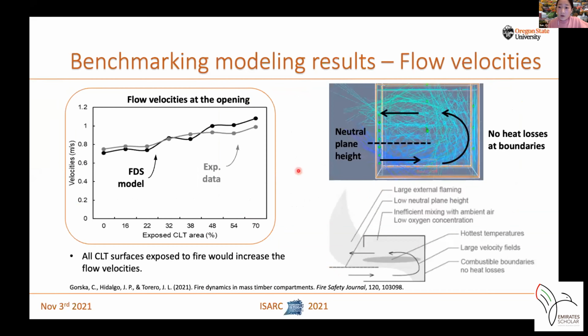The numerical models also predict the flow velocities obtained in the experimental fire test with a corresponding neutral plane height, as well as the velocity trend. As shown in the figure, the flow velocity increases as the exposed area increases. This is due to the mass flow exchange driven by burning CLT panels. Therefore, more CLT surfaces exposed to fire would increase the flow velocities.